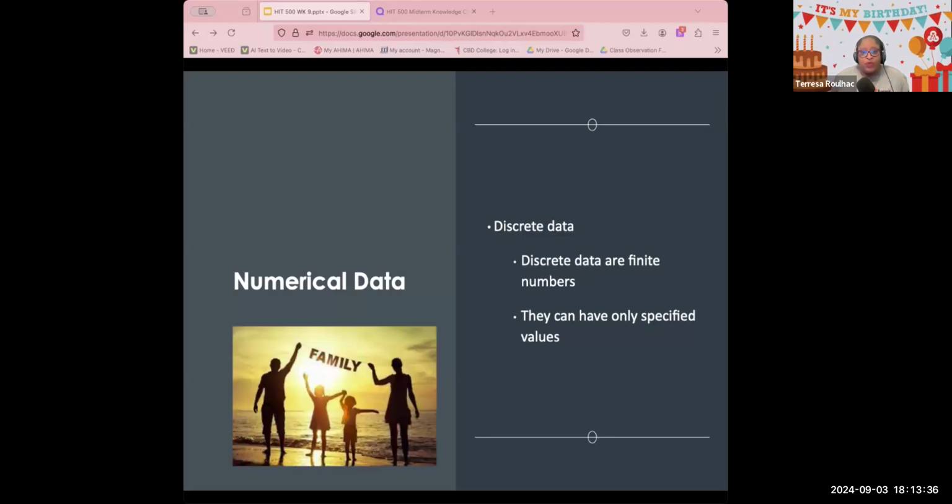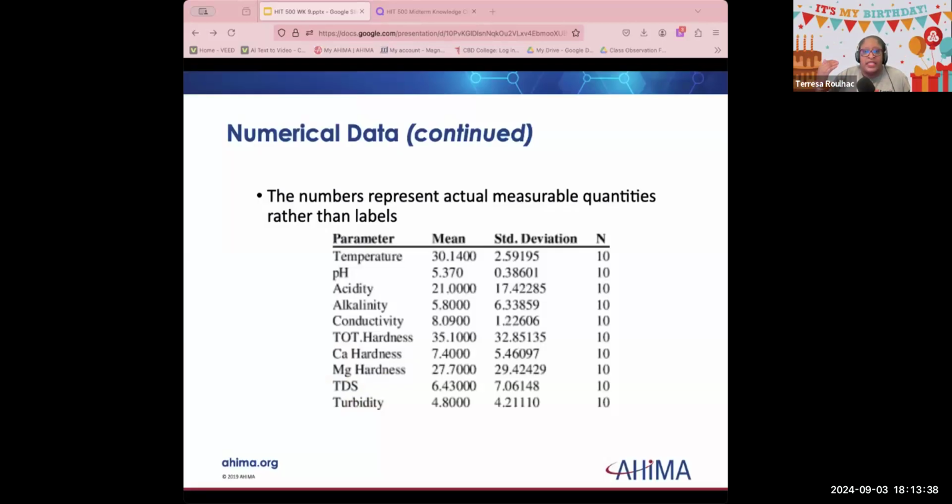Now, we consider different examples when we get into numerical data. The frequency of motor vehicle accidents in a specific community, the number of times a woman has given birth, the incidence of new cancer cases in your state over, let's say, the last 5 years, or the total number of available beds in a hospital.